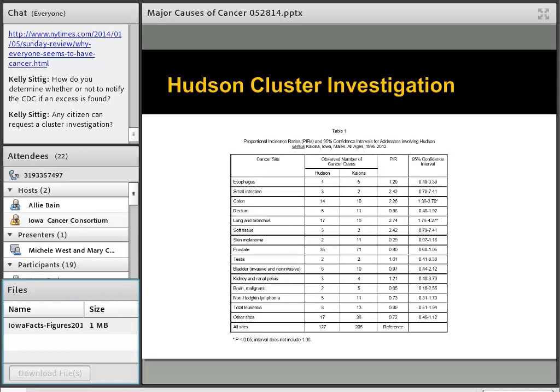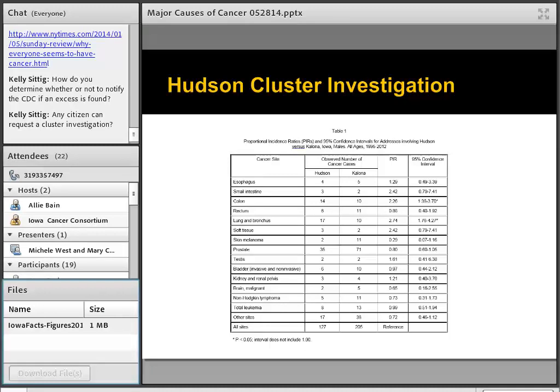And then what I do is I go through and I list all of the cancer sites that actually have at least 2 occurrences of cancer. This is the only time that we release data less than 5 due to confidentiality. So they have to have at least 2, and you go through and list each site. You list the occurrence for Hudson as well as the occurrence for Kelowna, and then you get the PIR and then the 95% confidence interval that I had mentioned.